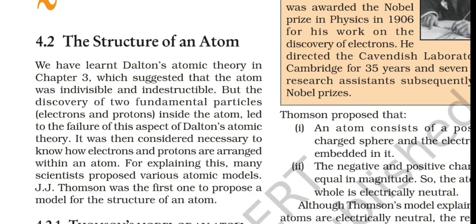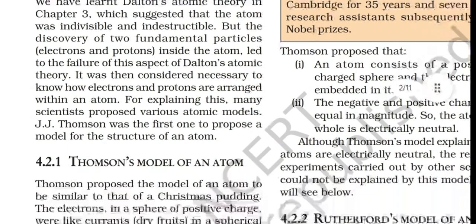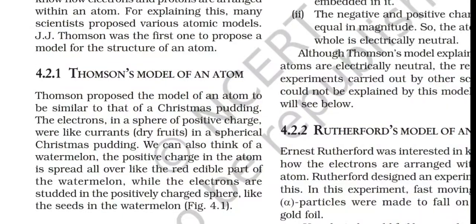J.J. Thomson was the first one who proposed a model for the structure of an atom. The scientist J.J. Thomson, for the first time, proposed the model of the structure of an atom. Thomson's model of an atom. Thomson proposed the model of an atom to be similar to the Christmas pudding.